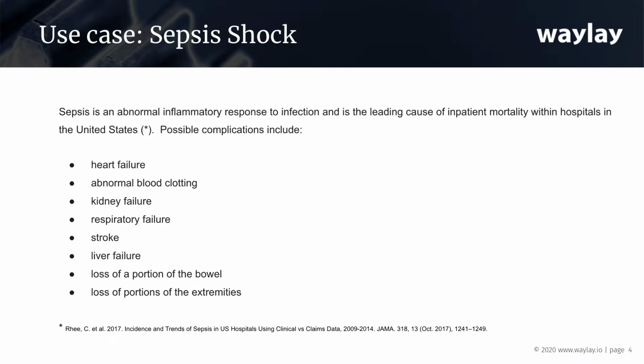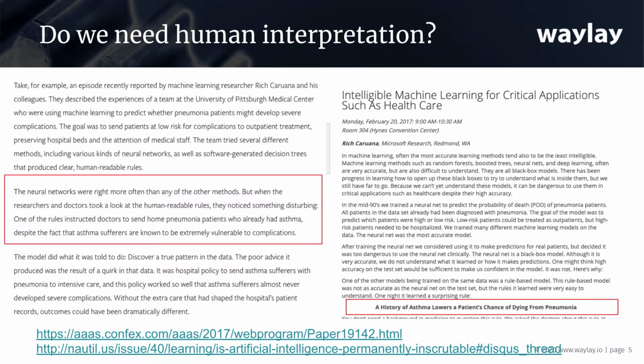In this particular talk, I'll be looking at one particular issue, which is sepsis, an inflammatory response to infection and the leading cause of inpatient mortality within hospitals in the US. Some of the possible complications include heart failure, abnormal blood clotting, kidney failure, respiratory failure, strokes, liver failure, and so forth. Now, as we start thinking about delegating diagnostics to machines, we have to really understand what kind of algorithms we are dealing with.